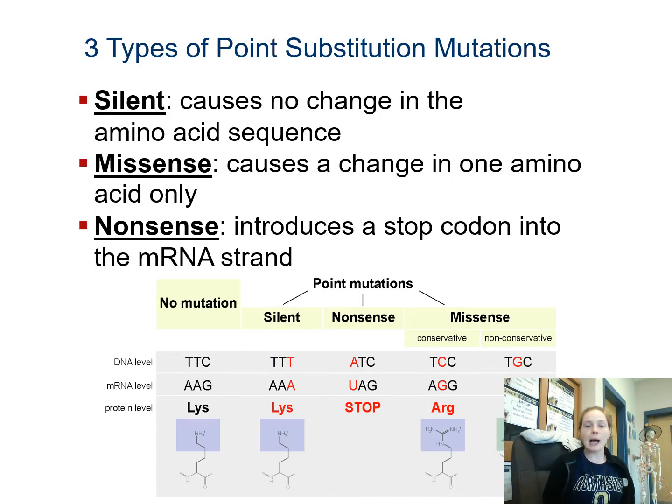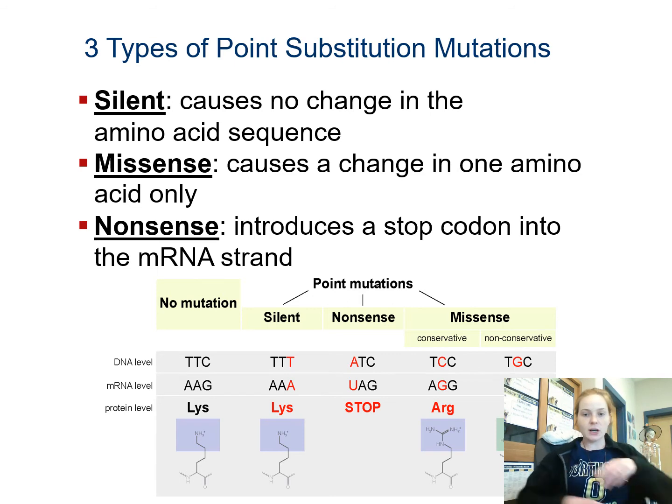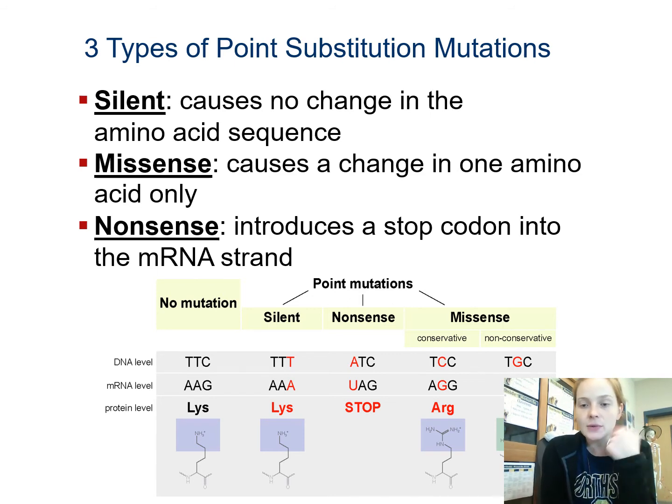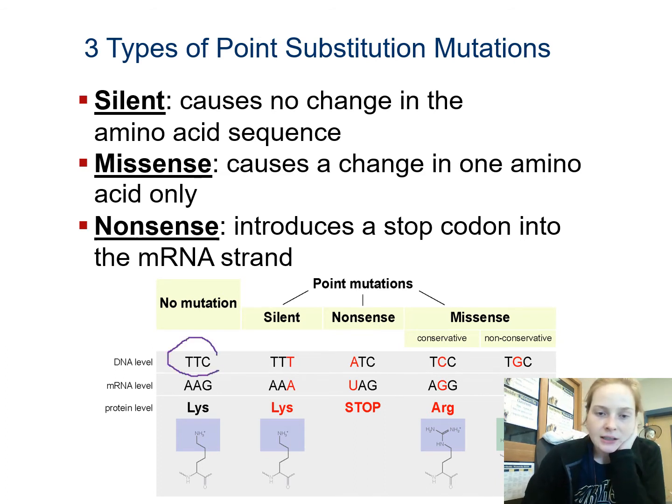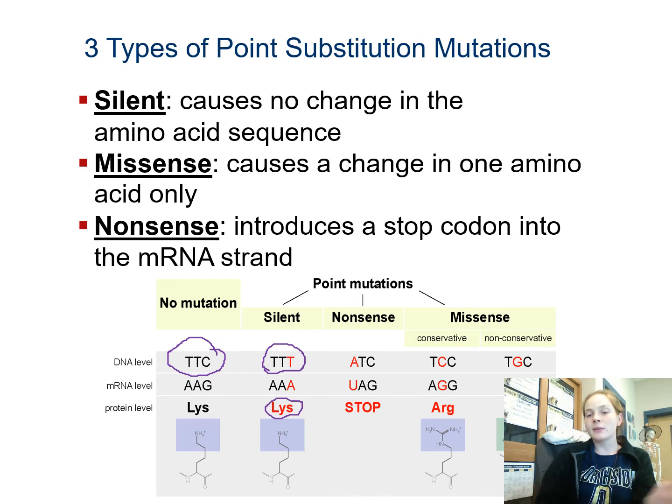So there are 3 types of point substitution mutations. What that means is if we're changing a single base, there's going to be one of 3 options. One is silent. Yes, we changed the base, but the amino acid actually stayed the same, because multiple codons can code for the same amino acid. In this example down here, our original DNA is TTC. If we were to mutate that into TTT, the mRNA will still code for lysine. So that's a silent mutation.